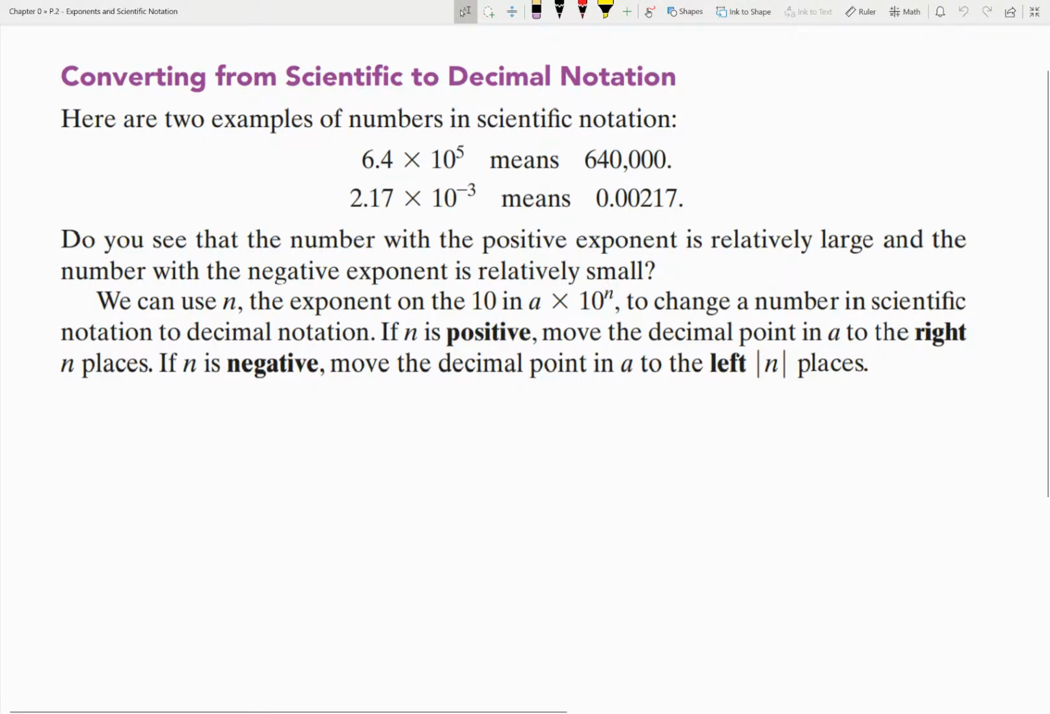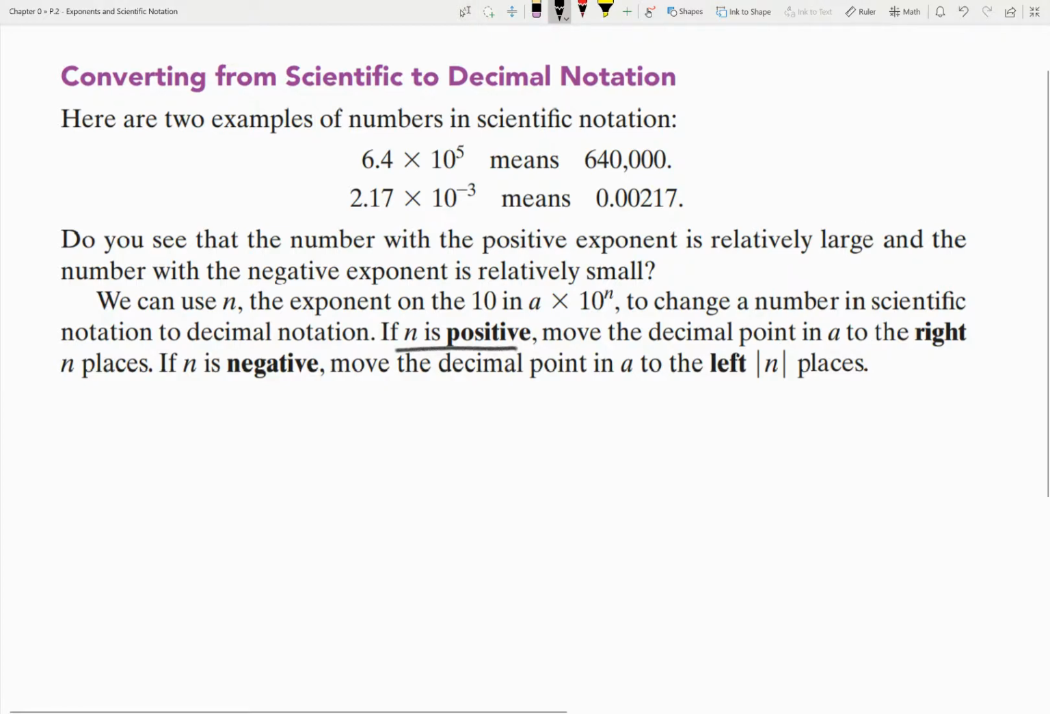So, how do you convert from scientific to decimal notation? Here are 2 examples of numbers in scientific notation, right? 6.4 times 10 to the 5th means 640,000. And 2.17 times 10 to the negative 3rd means 0.00217. And we see that the number with the positive exponent is pretty big, and the number with the negative exponent is pretty small. And you can use the exponent to change a number in scientific notation to decimal notation.